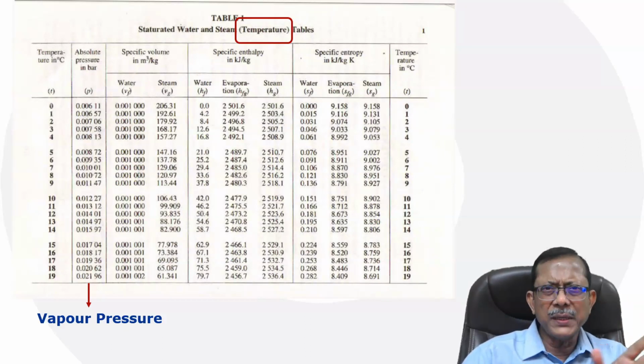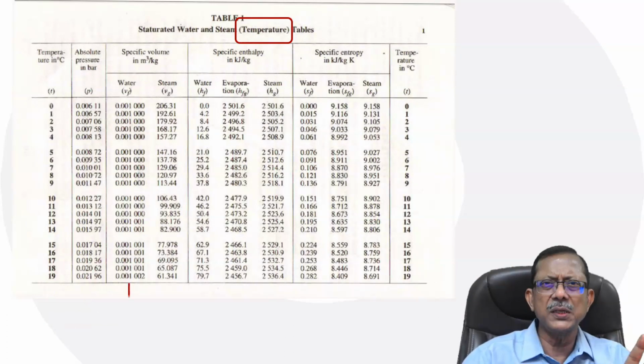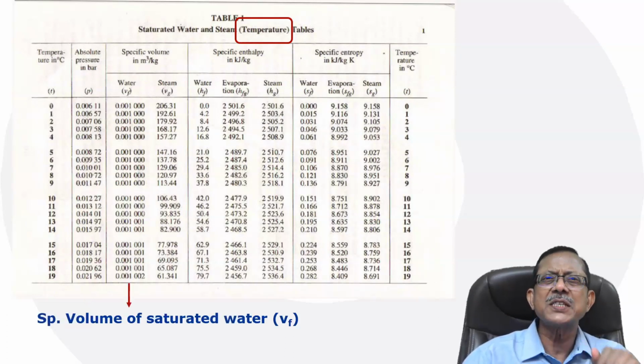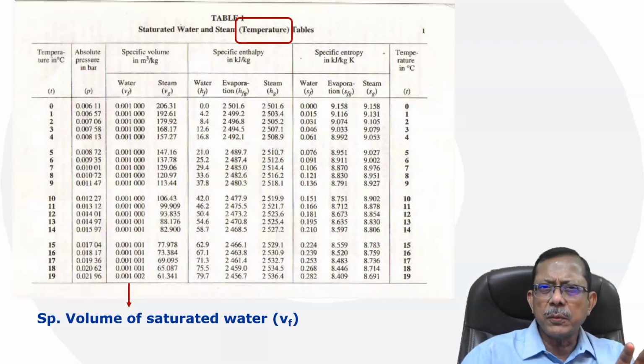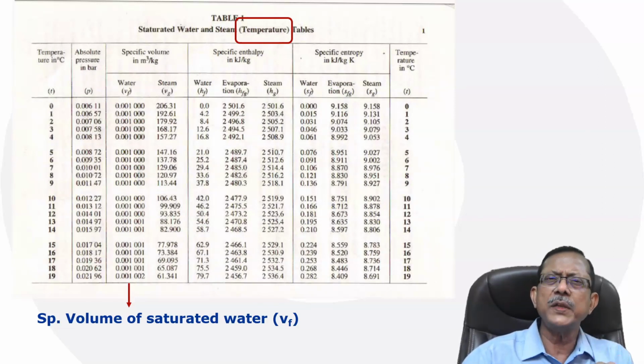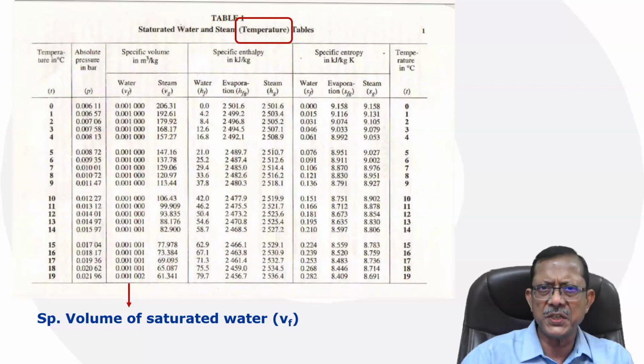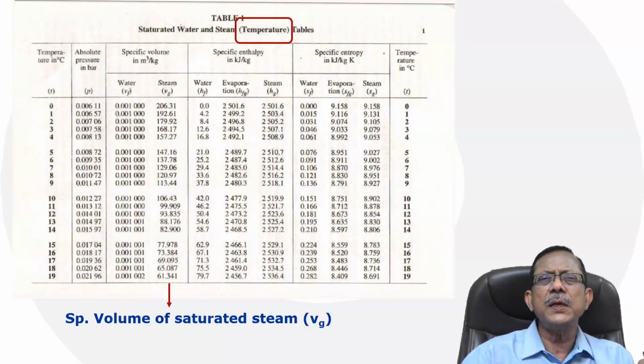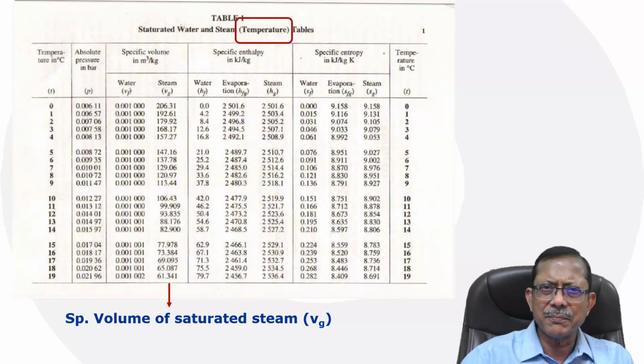The third column and the fourth column are for specific volume. The third is for specific volume of saturated water, denoted by Vf. Saturated water means the water is at saturation temperature. That is the condition for which the specific volume, that is meter cube per kg, volume per kg, is given in this column. The next column is for the specific volume of saturated steam. So at the same pressure and saturation temperature, when the steam is completely dry and saturated, that is the specific volume given in this column and denoted by Vg.